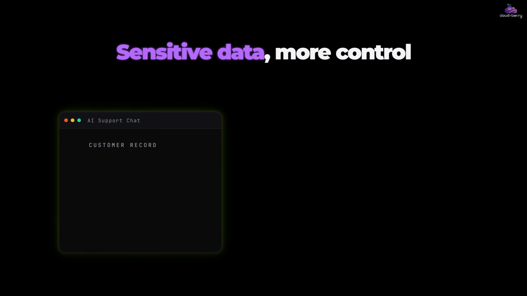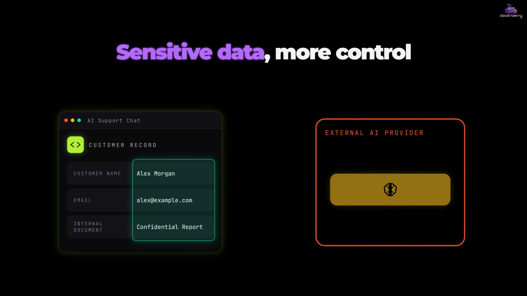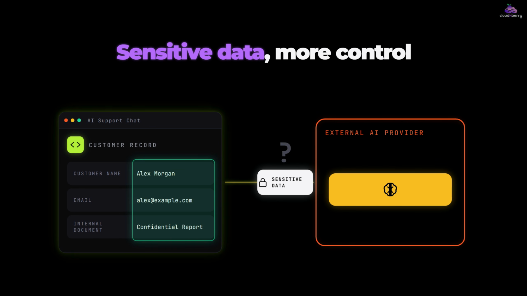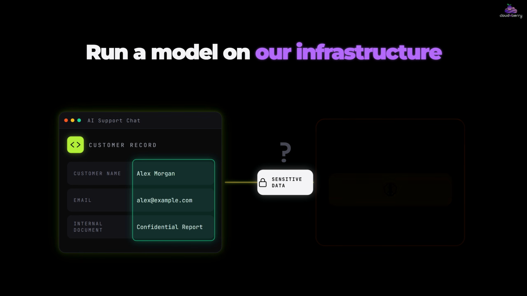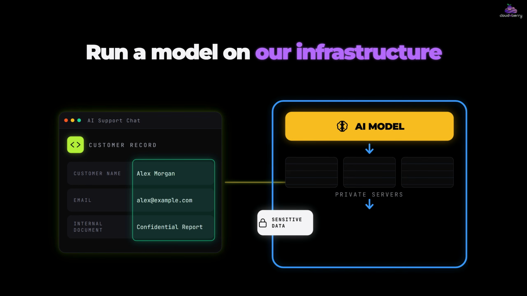Now, consider another situation. Your application may need to process sensitive information, and you want more control over where that data is processed. So the question is, what if we want to run an AI model on infrastructure that we control? That's where Ollama comes in.